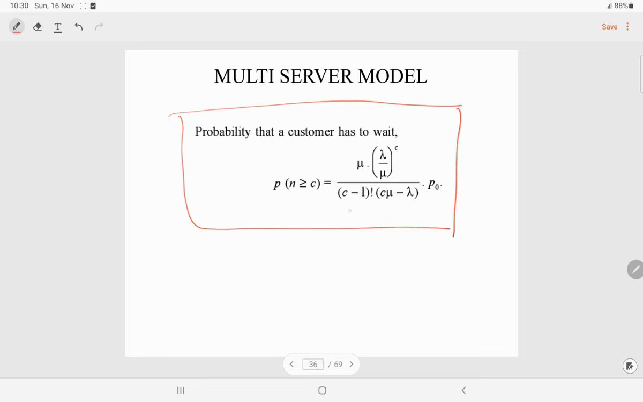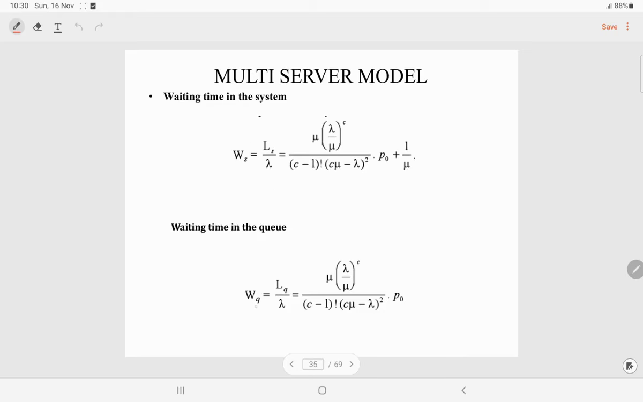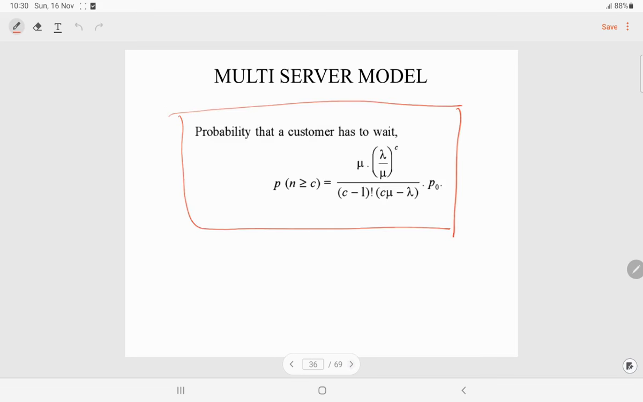Actually it is the same equation; look at the values, the WQ equation is somewhat the same as this equation. The only difference is that we don't have to square C mu minus lambda. Here the square was there, in this case the square is not required. So by studying the major components we can find out all the equations that you have to study. Now we will see some of the problems.